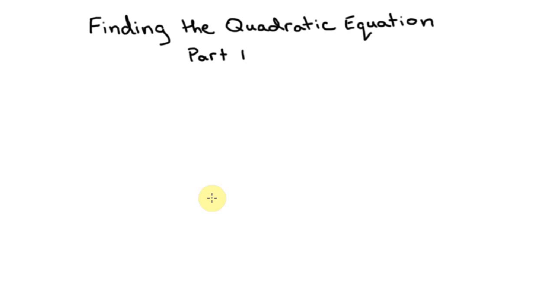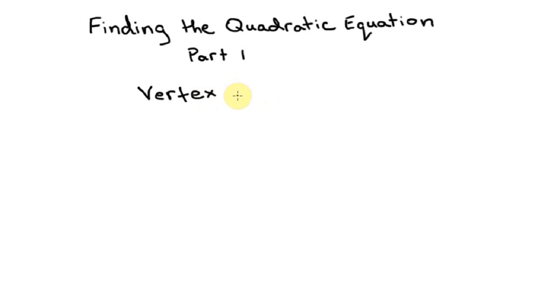Okay, this is finding the quadratic equation, part 1. What we're going to do here is give you some clues. So in this example, we're going to try to find the equation given one of the clues, and a big clue, is where exactly is the vertex.